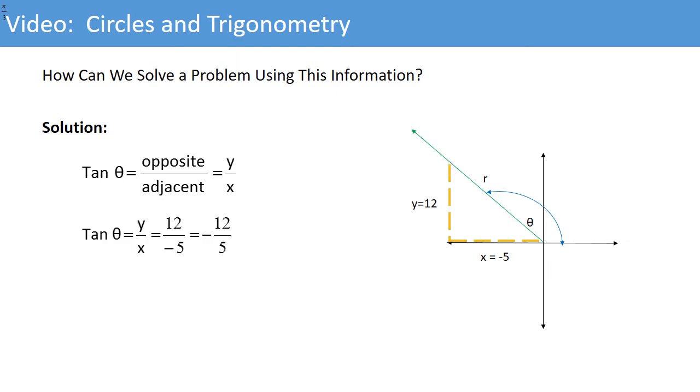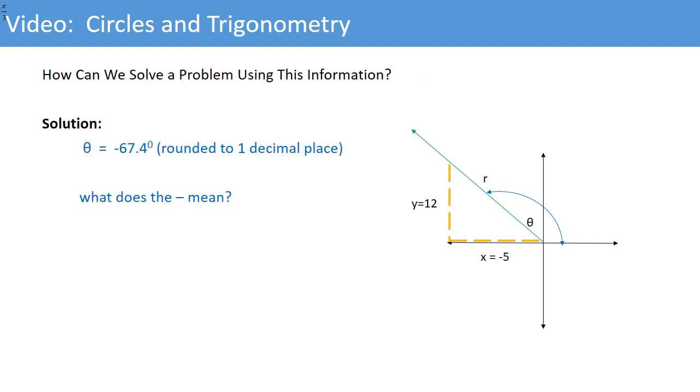Now, we're going to substitute in, so tan theta is equal to y divided by x, which is 12 divided by negative 5, which is negative 12 over 5. If you use your second function, tan inverse, on your calculator, theta rounded to 1 decimal is negative 67.4. But what does the negative mean? We haven't seen that before.